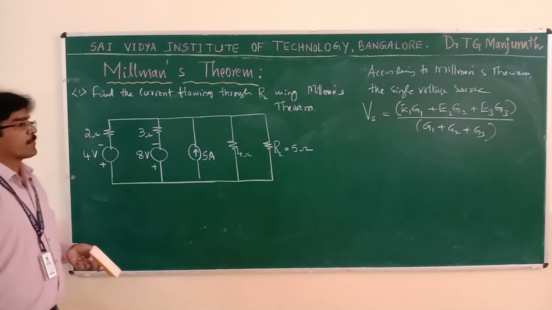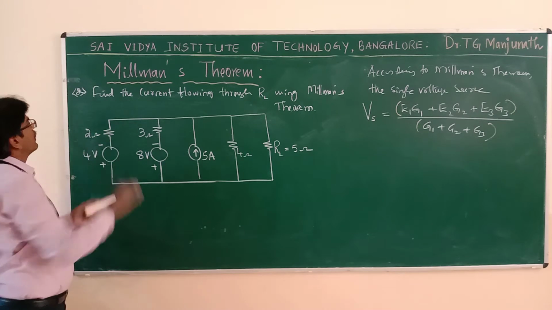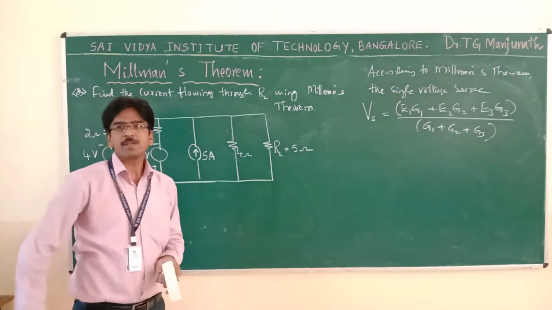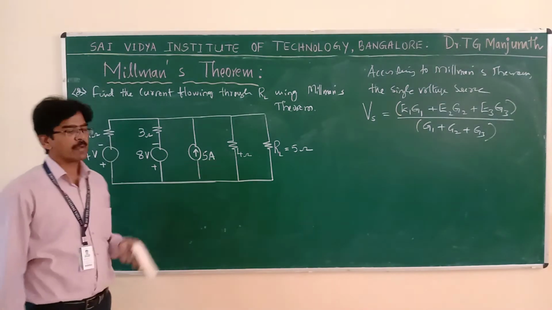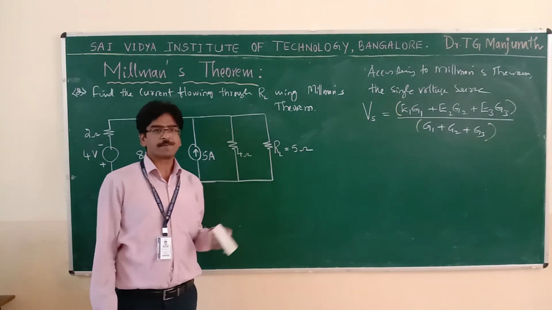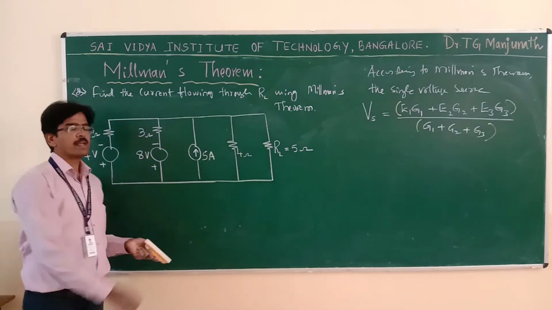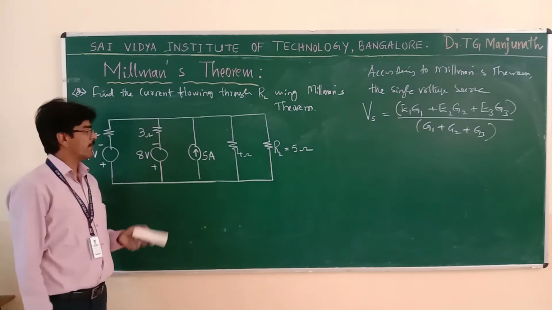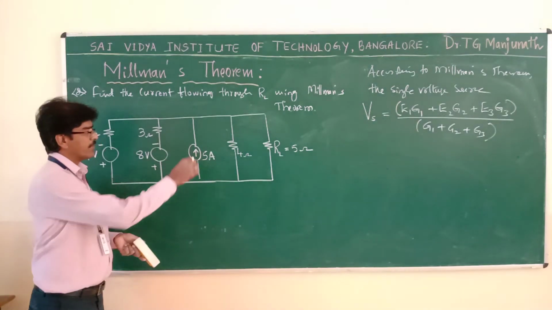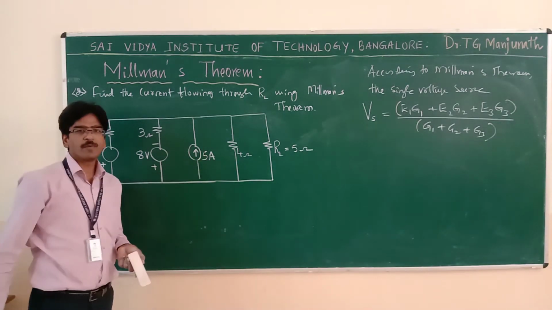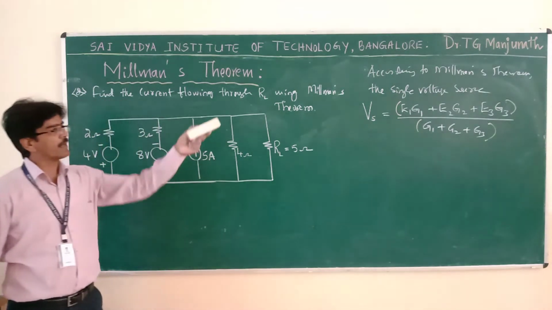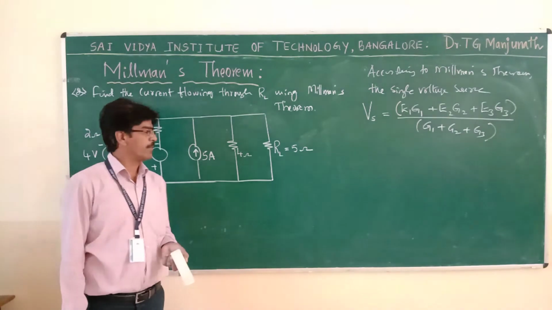Now let us solve another problem. Find the current flowing through the load resistance using Millman's theorem. So this is the problem given. Your intention is to find the current flowing through this load resistance. So Millman's theorem is applied only whenever the voltage sources are in parallel. If there are any current sources, you have to convert it into a voltage source. Then you can apply that formula to solve the problem.